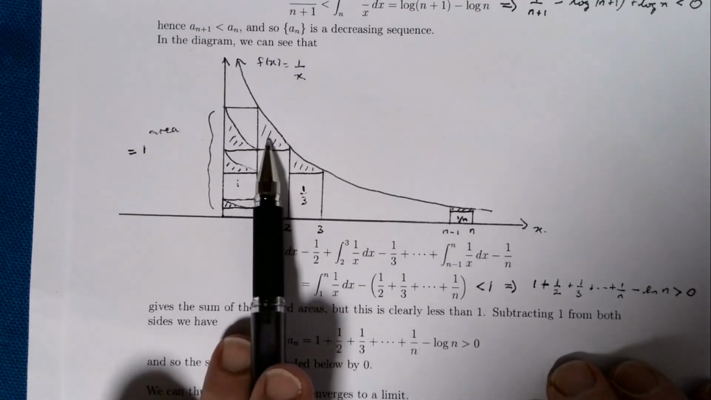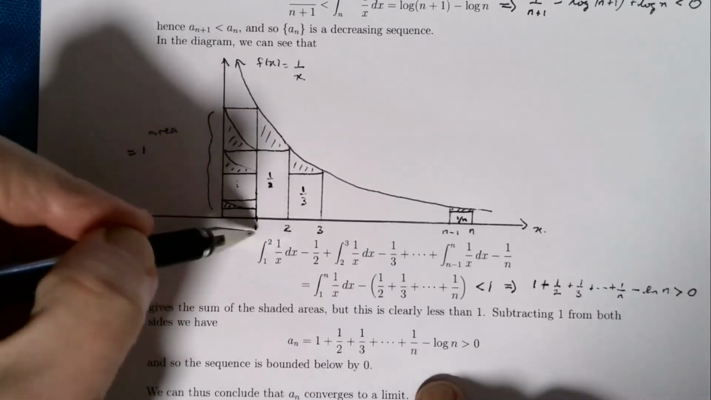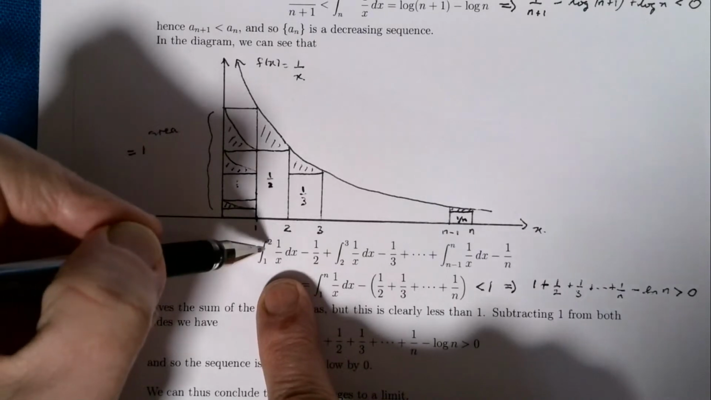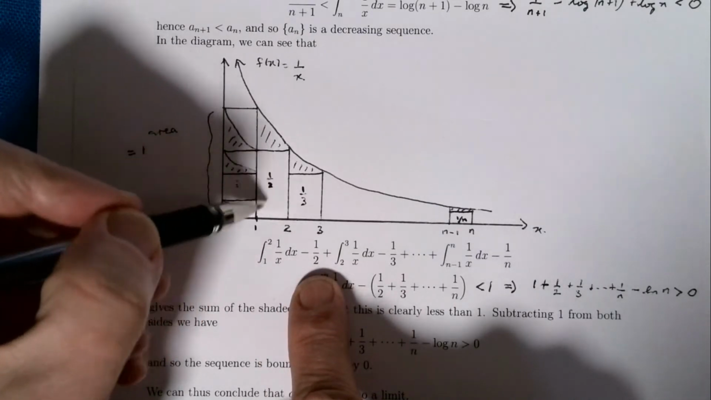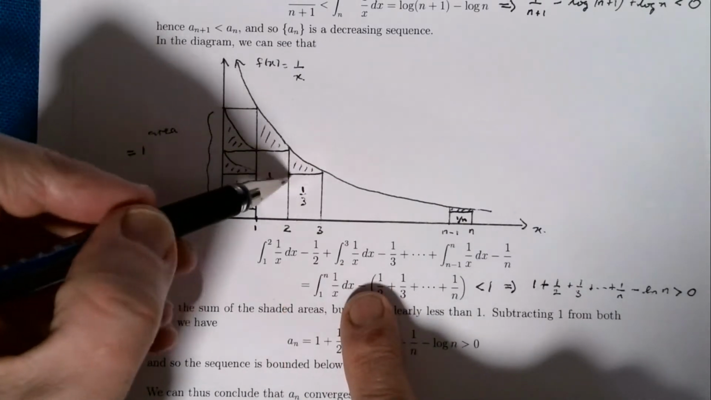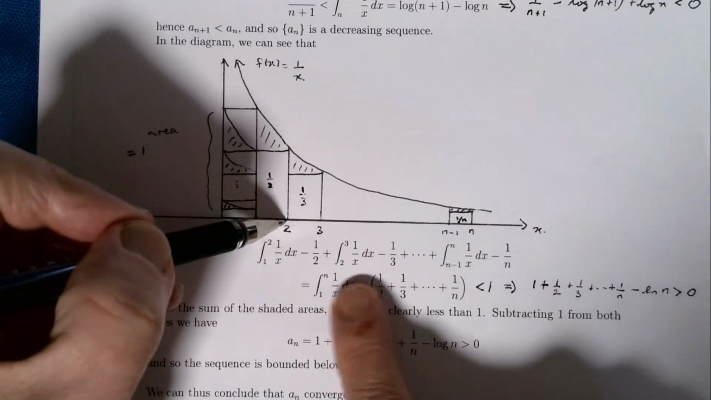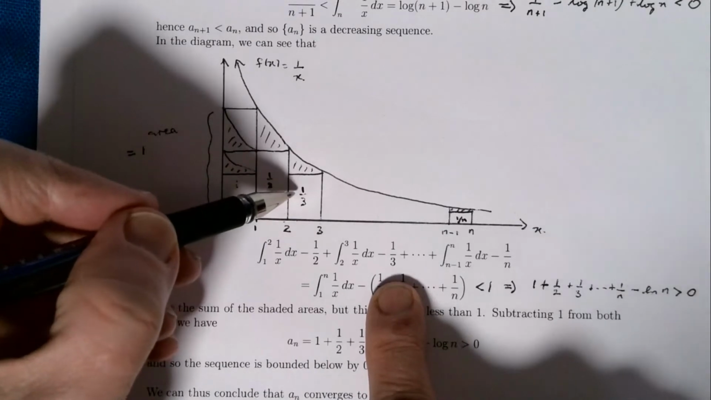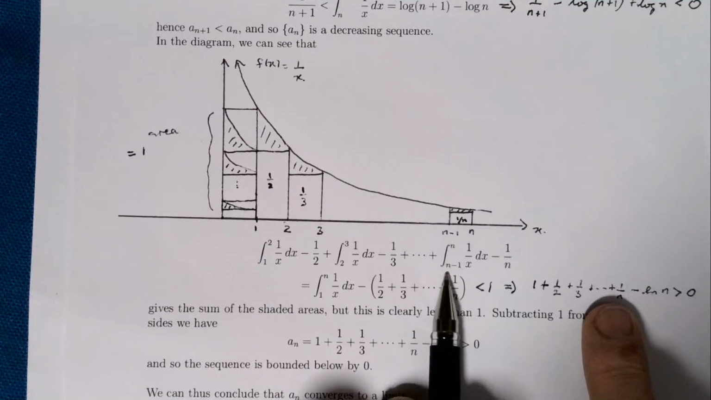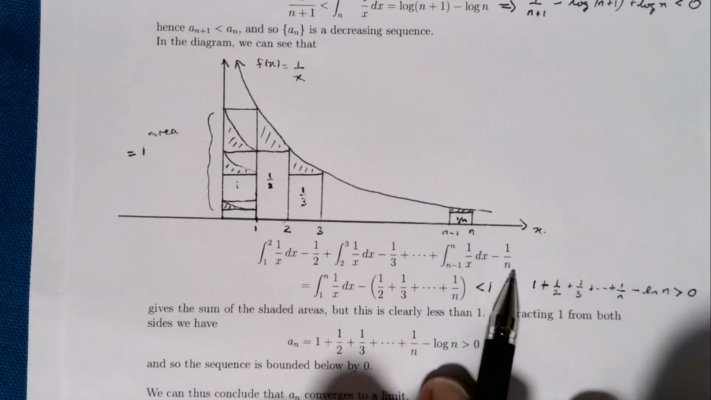So this shaded area here is going to be the area under the curve, that is the whole of this. That's the area under 1 over x from 1 up to 2, minus the area of the rectangle, minus a half. This little area in here is going to be the whole area under the curve between 2 and 3, minus the area of the rectangle, which is a third. And I continue this all the way along. It's going to be the integral from n minus 1 up to n, 1 over x dx, minus the area there, which is 1 over n.